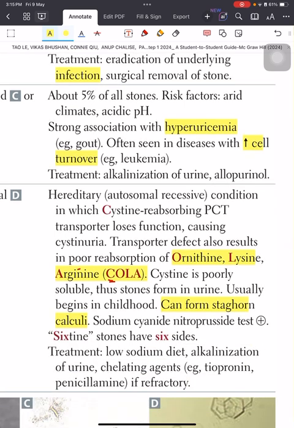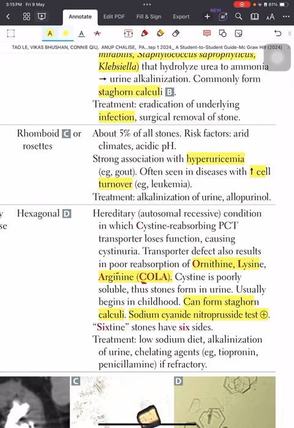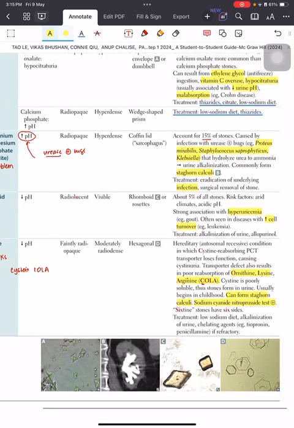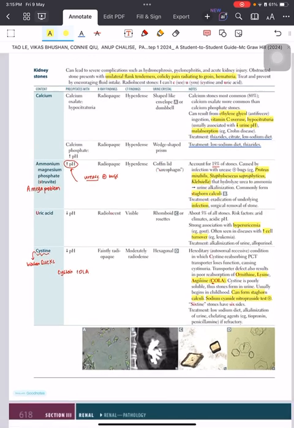You do a sodium cyanide nitroprusside test, and it has a funny, egg sort of smell, that is characteristic of cysteine stones. The treatment is a low sodium diet, alkalization of urine, and chelating agents if it's refractory, for the chelation of the non-absorbed ornithine, lysine, and arginine.